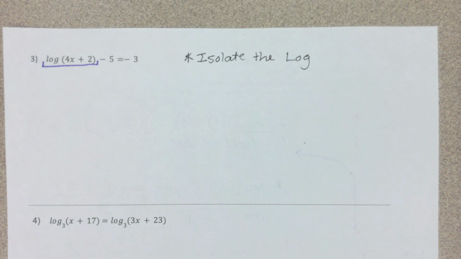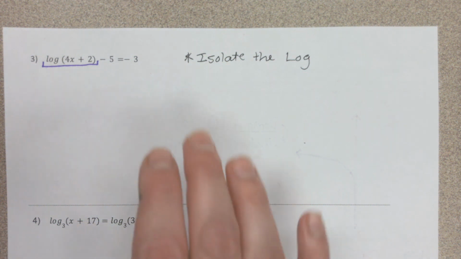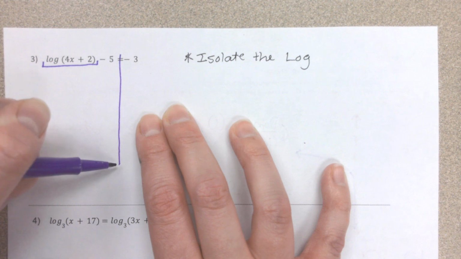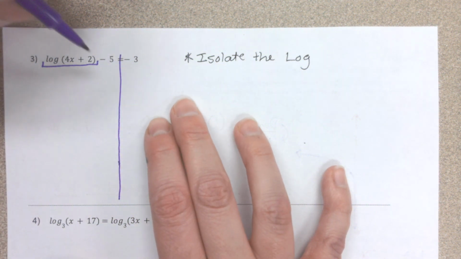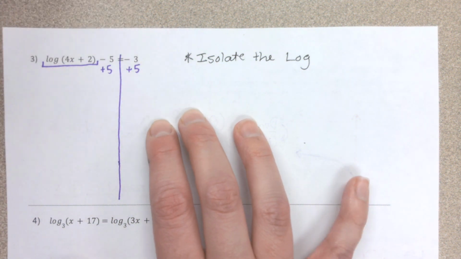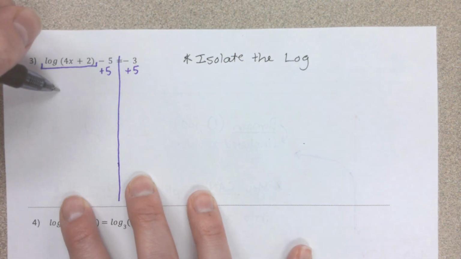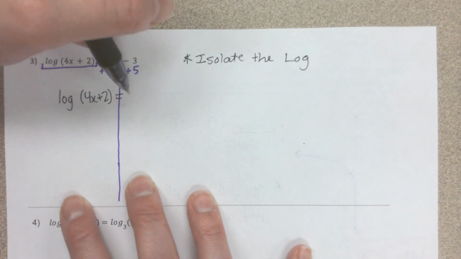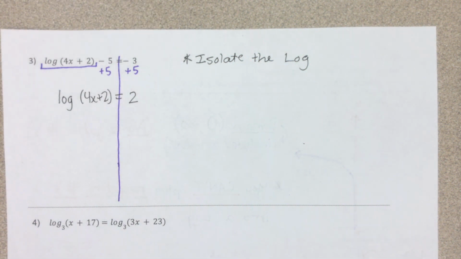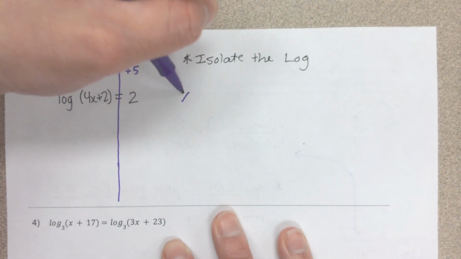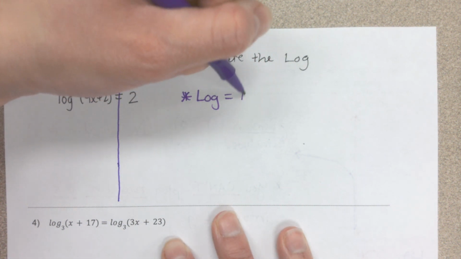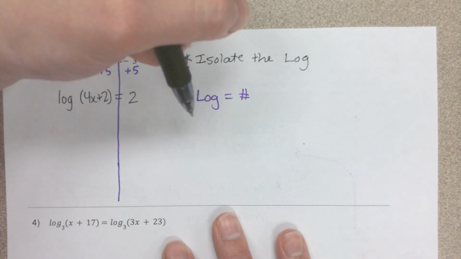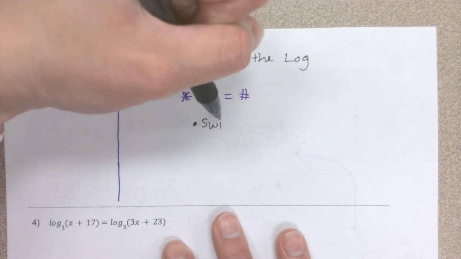If you switch the form right out of the gate, your answer will absolutely be incorrect. So it's important to isolate it first. Get it by itself. So we have minus 5. Let's add 5 to both sides. We have log of 4x plus 2 equals negative 3 plus 5 is 2. And now we have log equals number. And when you have log equals number, you switch form and solve.